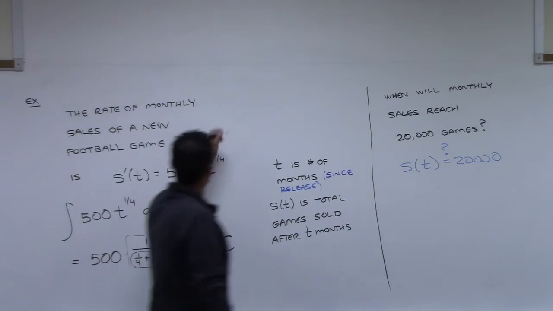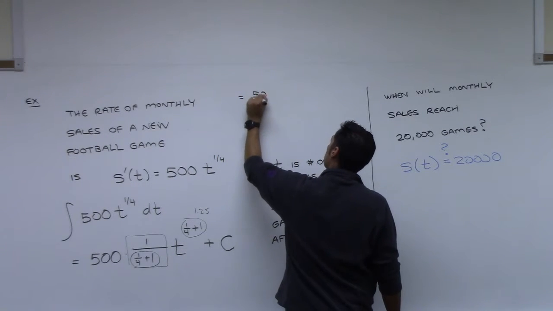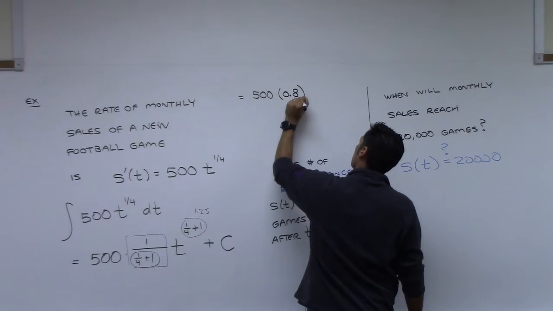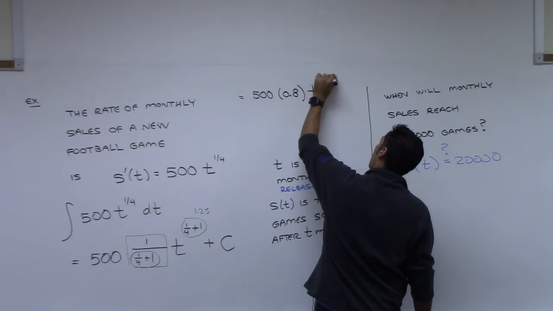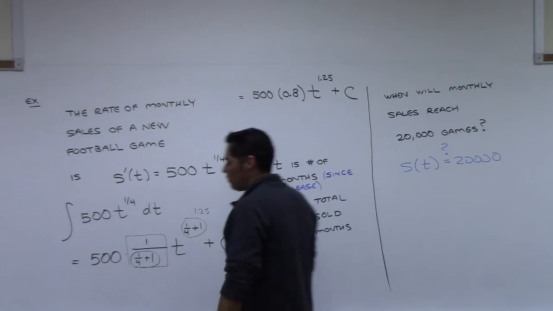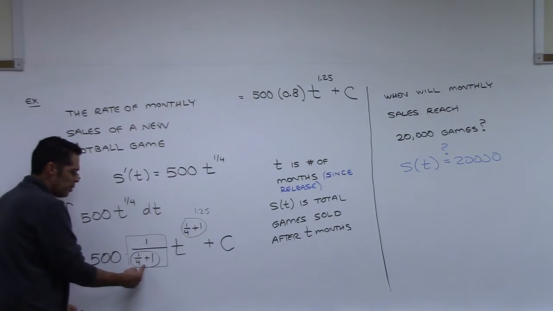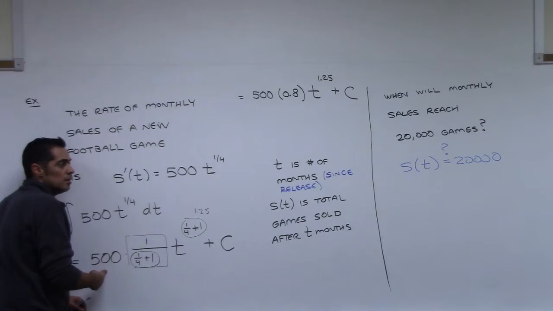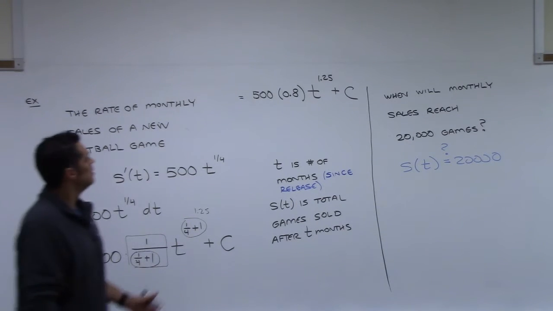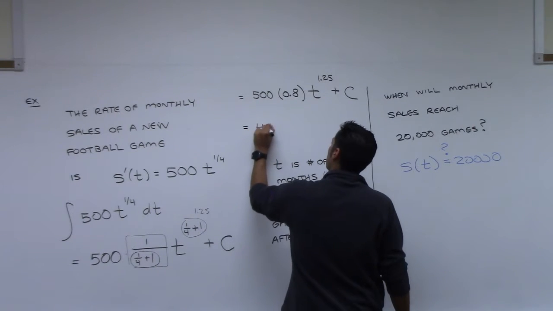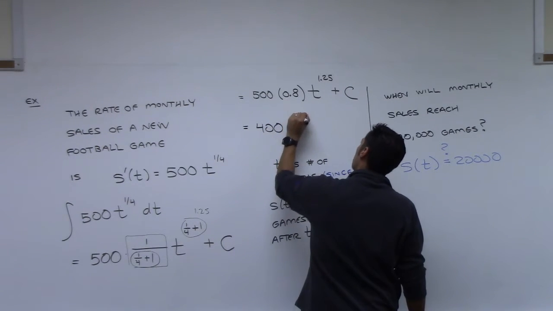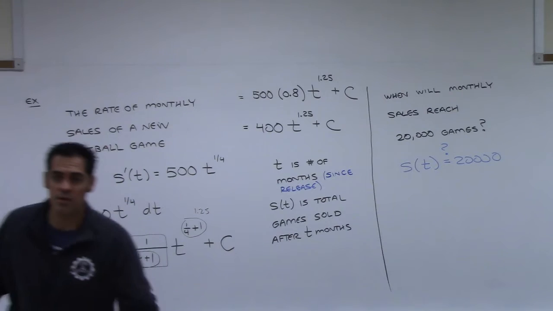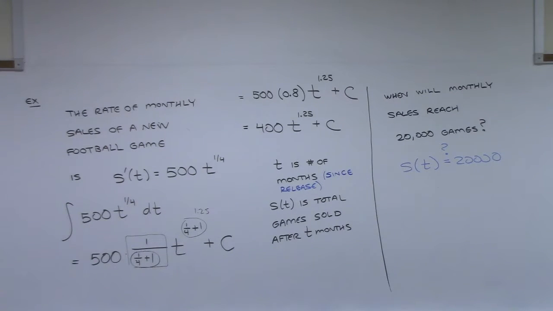So here's where we should be. We should have 500 times 0.8 t to the 1.25 plus c. So this part here, all of it together, is 0.8. And we still have to multiply that times 500. And that's where we're going to get 400 from. So we get 400 t to the 1.25 plus c. Questions on that? You good?